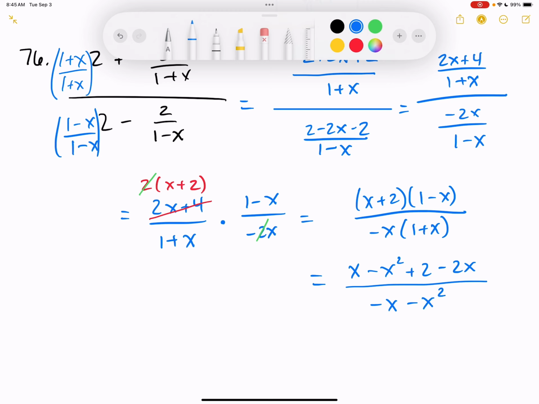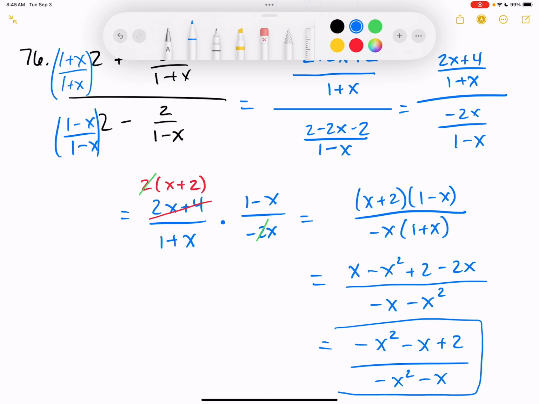Combine like terms and put stuff in order. I'm going to get negative x squared minus x plus 2 over negative x squared minus x. And that is where you would leave that one.